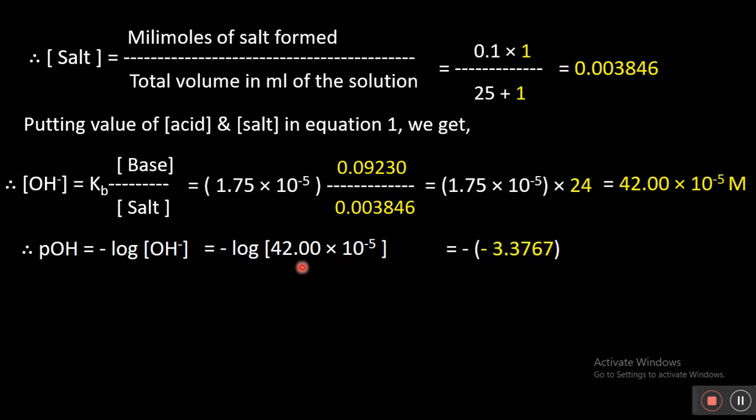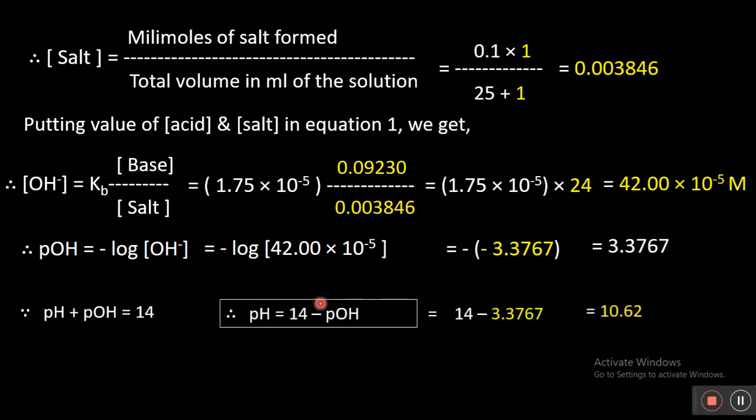Okay, let us find out the log, then we will get pOH value is 3.3767. This is the value of pOH. Now pH value is, pH is equal to 14 minus pOH, which is equal to 14 minus 3.3767, which is equal to 10.62. So therefore pH after addition of 1 ml of HCl is 10.62 units. Okay, this is the pH.